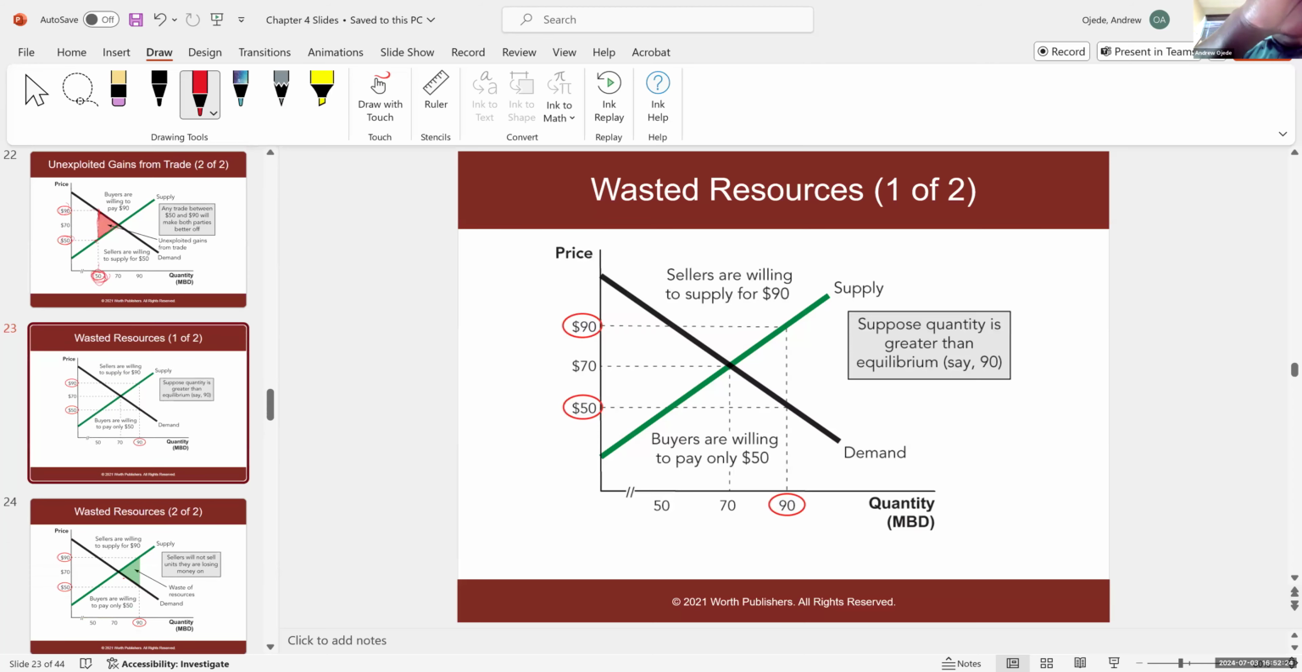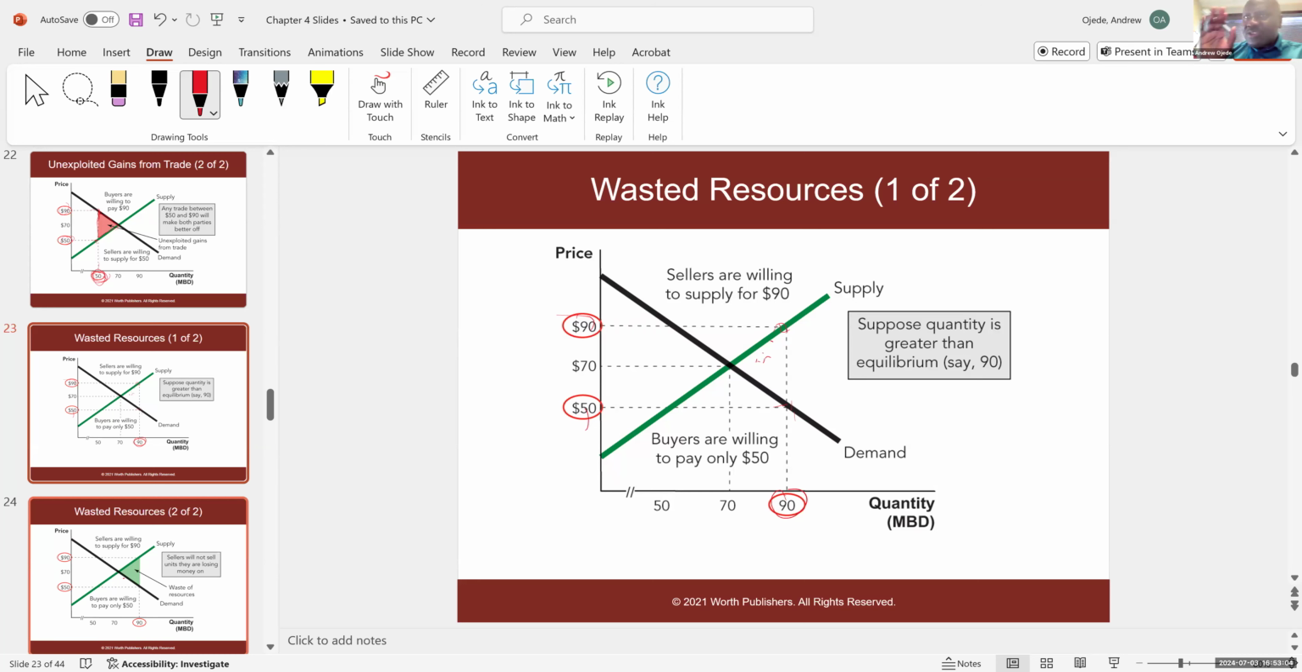We can also think about cases of wasted resources. Suppose quantity is greater than equilibrium, say 90. Suppose we have produced 90. So at a quantity of 90, buyers are willing to pay $50, and sellers are willing to supply for $90, but buyers are willing to buy only for $50. So this is going to result in wasted what? This trade is not going to take place.